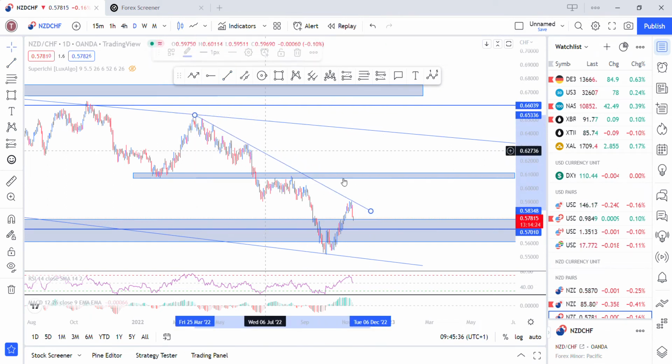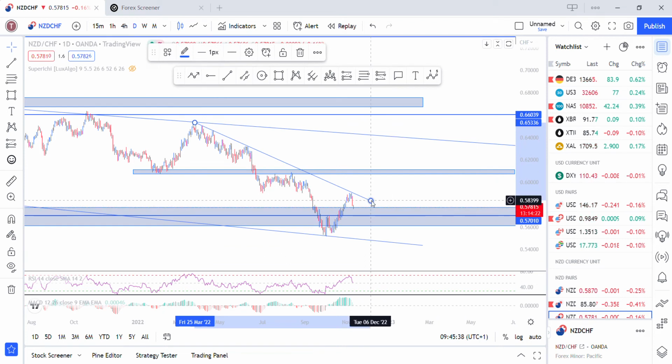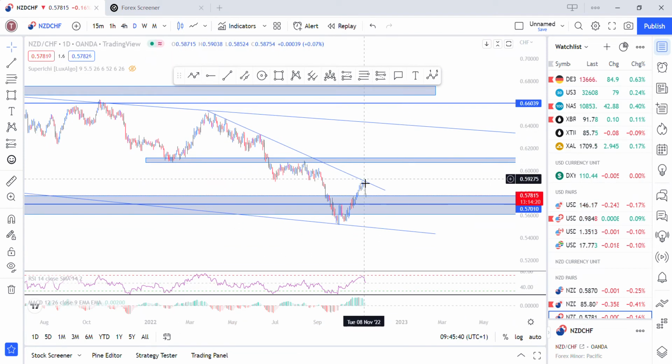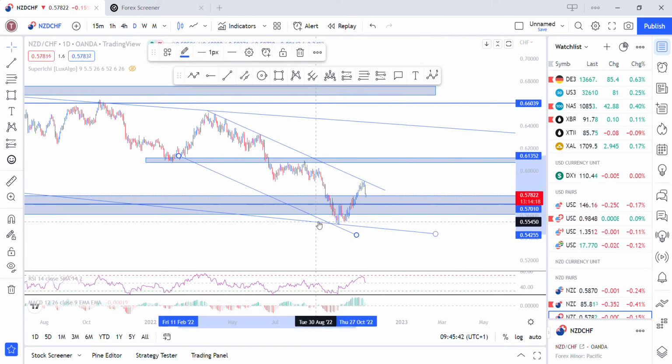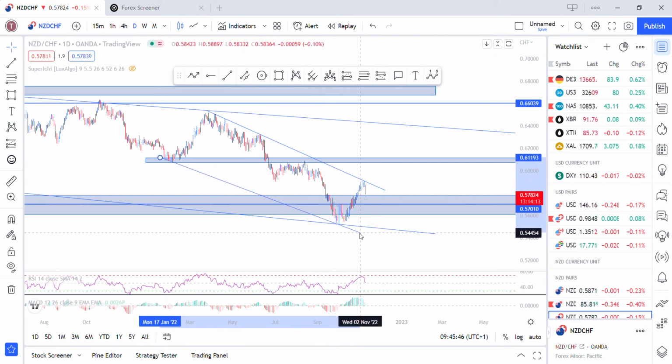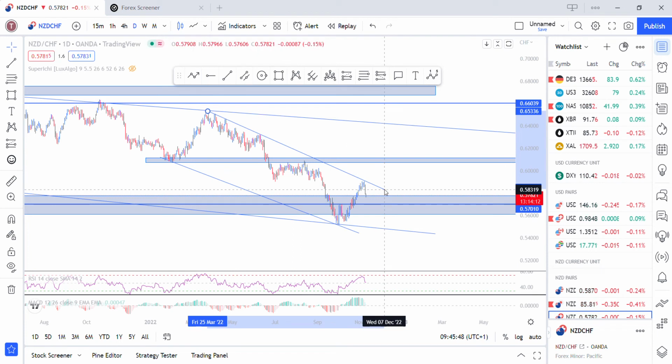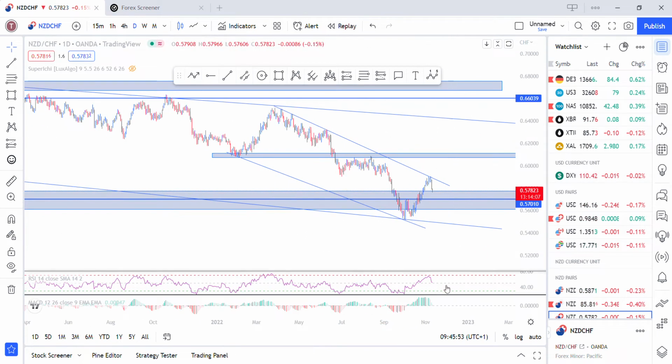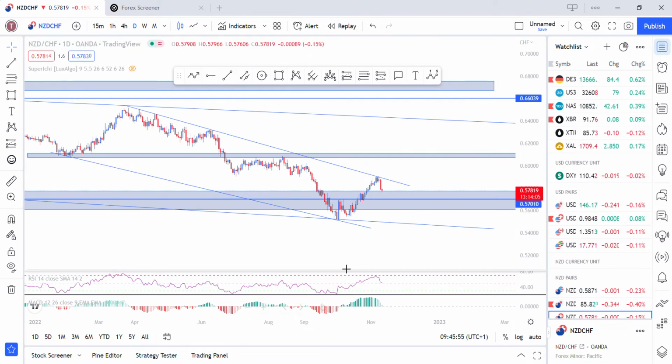Okay, let's make sure these lines are respected. Okay, cool stuff. Can we get a channel going on? No, we cannot. If anything, it's starting to develop a closing wedge. Well, a very, very long-term closing wedge. It's going to take time.